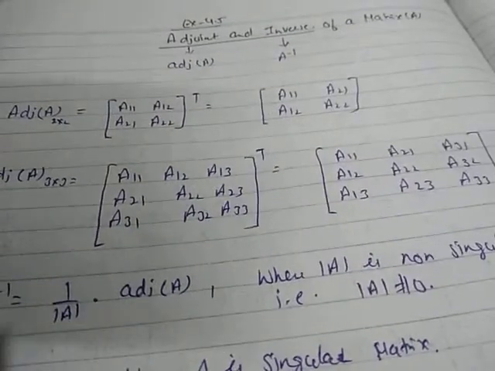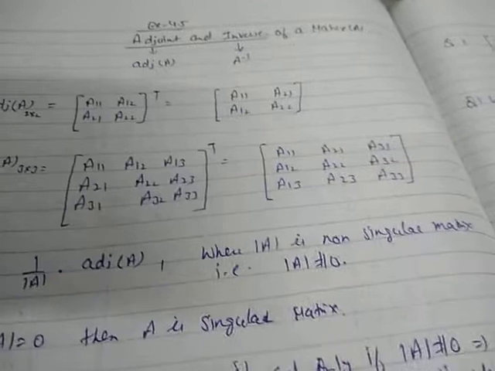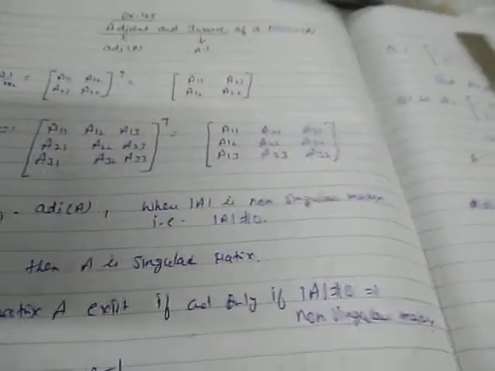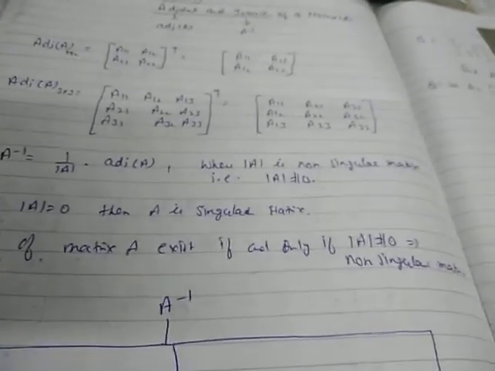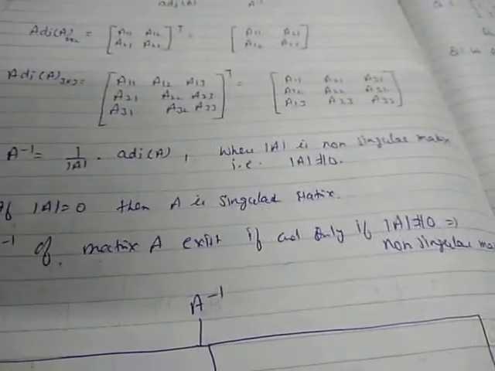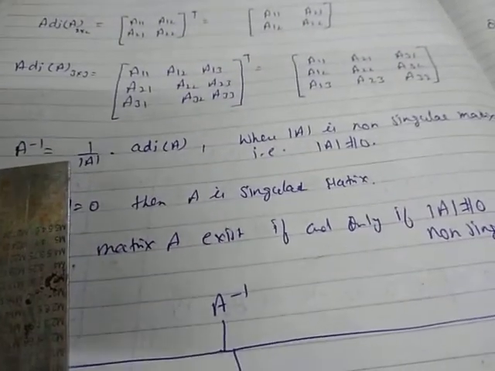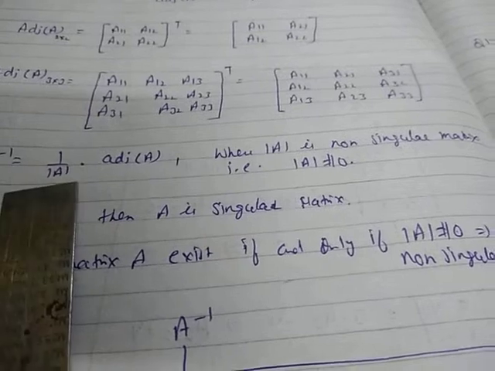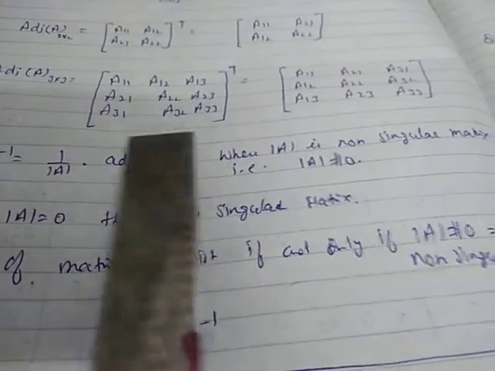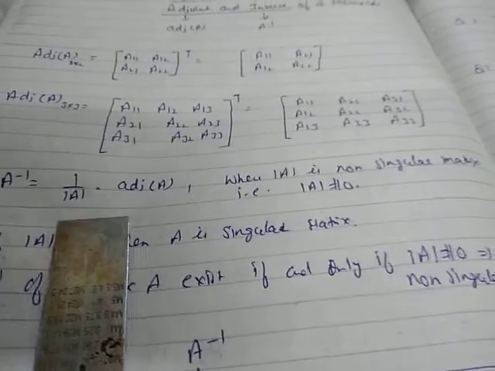Now what is the value of the inverse by using adjoint? Already you did the inverse in exercise 3.4 by the elementary transformation method. This is your second method to find out the inverse, and that is by making use of the adjoint. How is it going to be found? A inverse is equal to 1 by determinant A into adjoint A. Adjoint A is a matrix. It is divided by its determinant value.